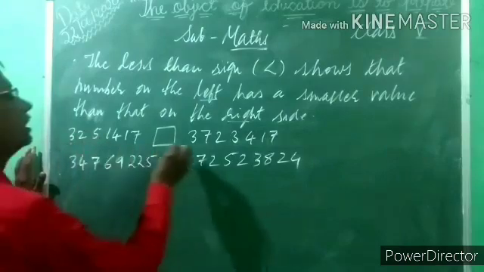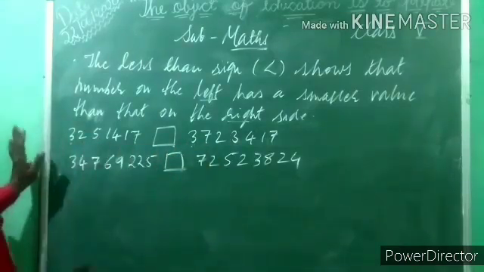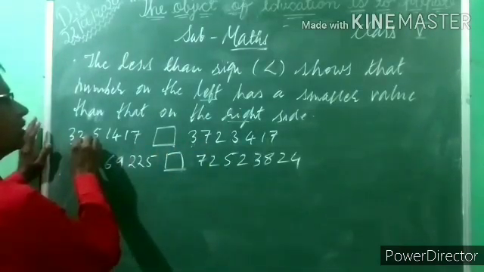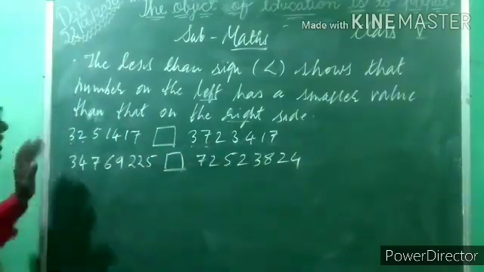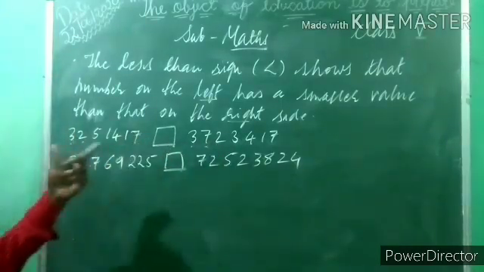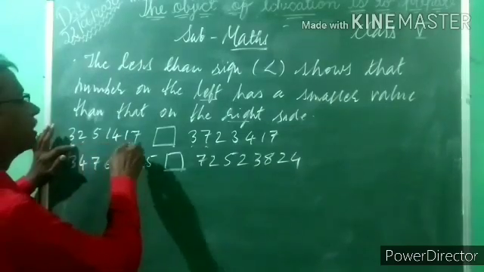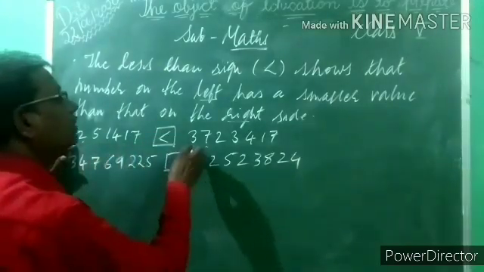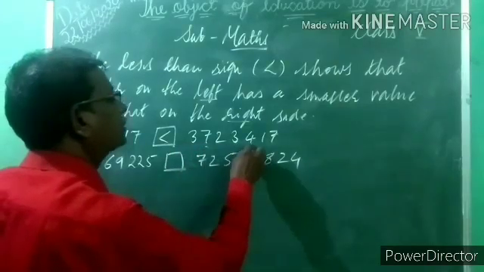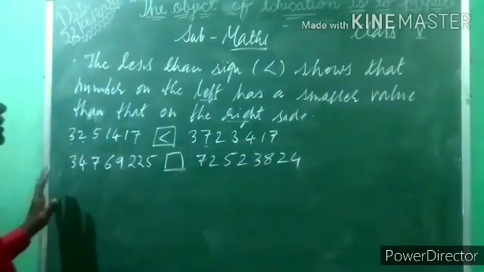Now compare. Here 3, here 3. The 3 is common, same, so leave that. Next, here 2, here 7. Now 2 is smaller than 7. So that means 32 lakh 51,470 is less than 37 lakh 23,470. Understood? Now the next number.